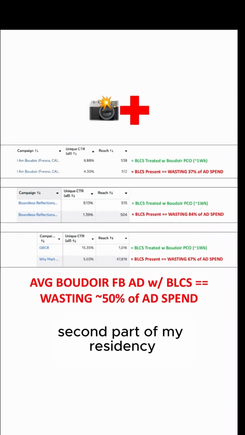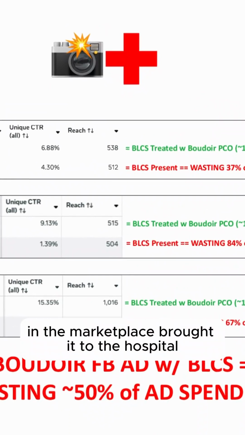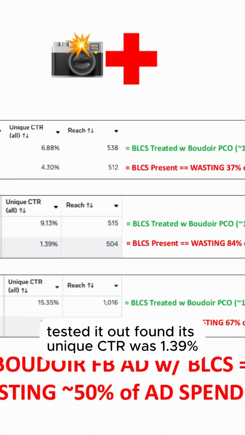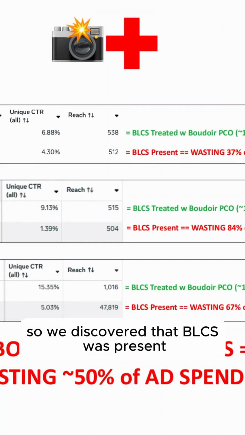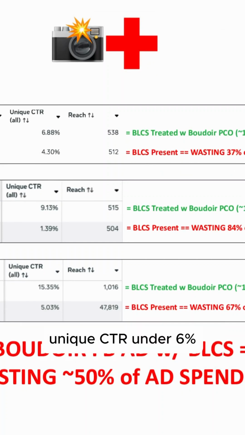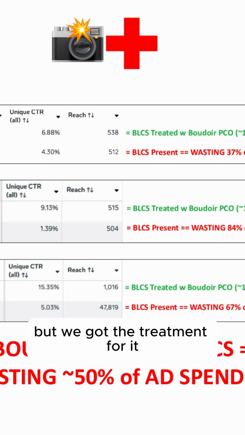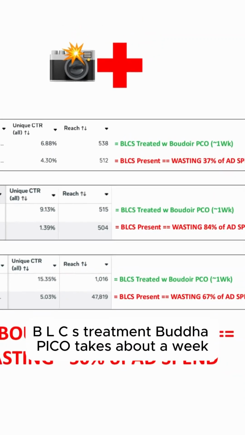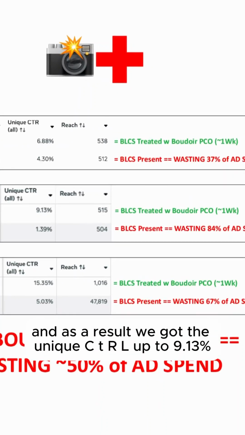All right, second part of my residency, found another Boudoir Facebook ad out there in the marketplace, brought it to the hospital, tested it out, found its unique CTR was 1.39%. So we discovered that BLCS was present. Unique CTR under 6% is BLCS, Boudoir-Click syndrome, but we got the treatment for it. BLCS treatment with Boudoir Pico takes about a week. And as a result, we got the unique CTR up to 9.13%.